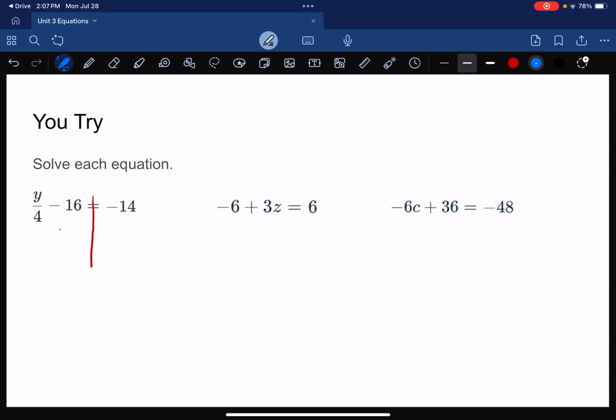I'm going to start by adding 16. And then I'm going to multiply by 4. Start by adding 6 because that's a minus sign to the right, the left, so I have to add that. Divide by 3.